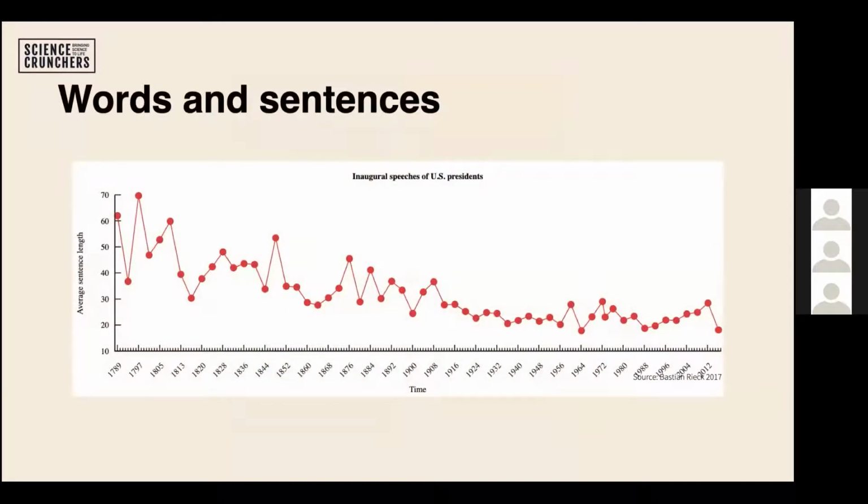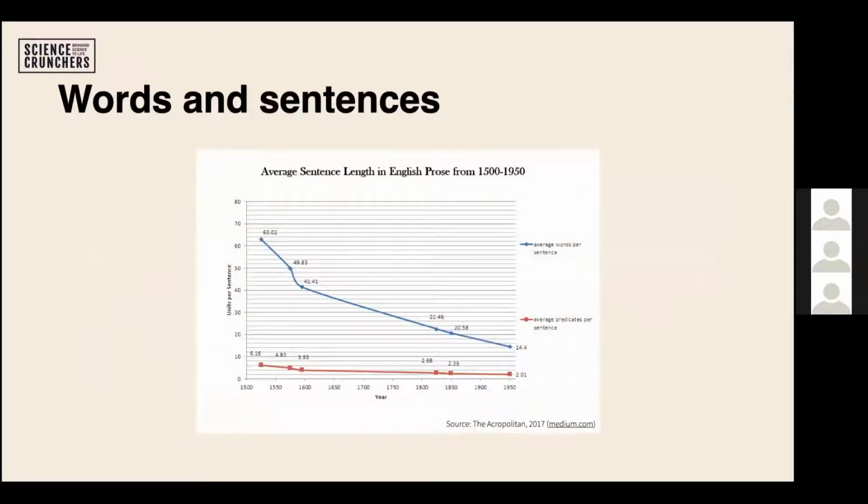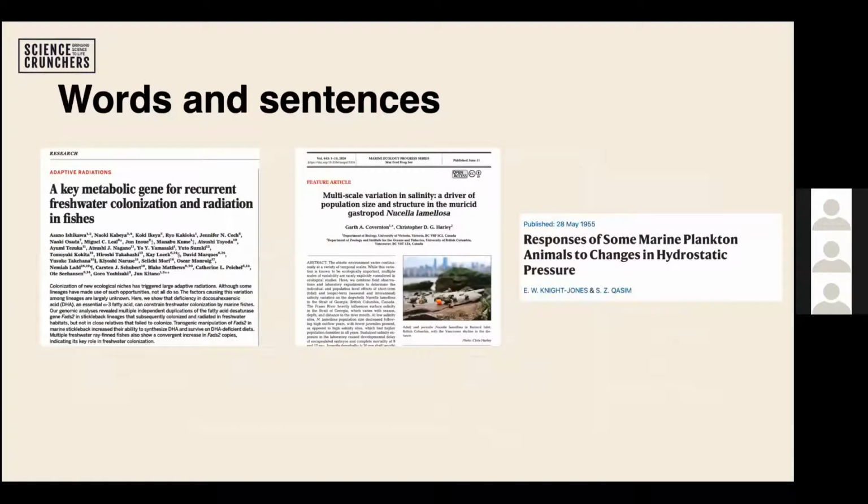I showed this plot yesterday in terms of the trend that we see in US presidents' inaugural speeches to have shorter sentences, but this is also observed in many other situations. And this is a plot I found about the same trends in English prose, and you see there is really a marked decrease in the length of the sentences, so the way we are using sentences. The key part is, how do we apply this to our communication?